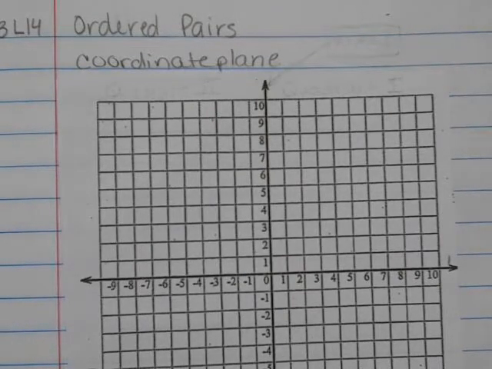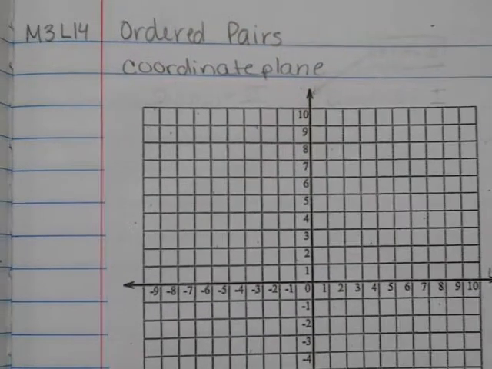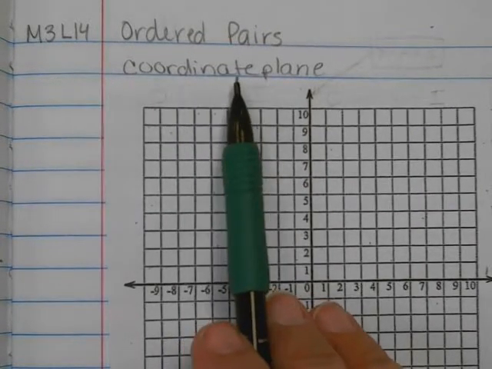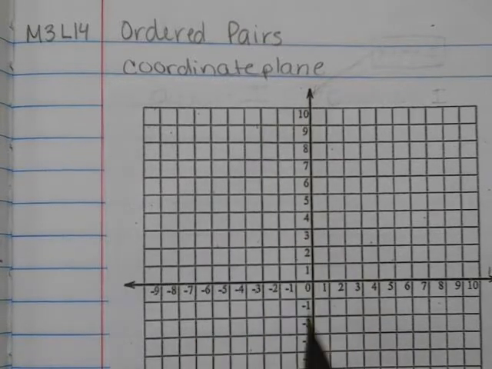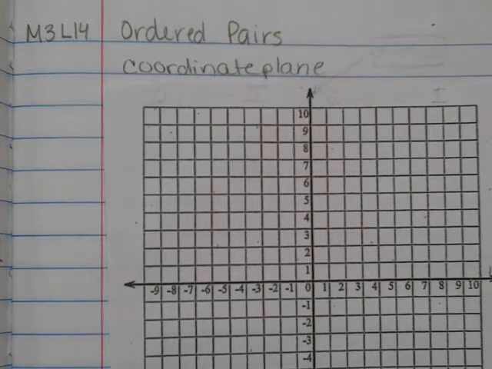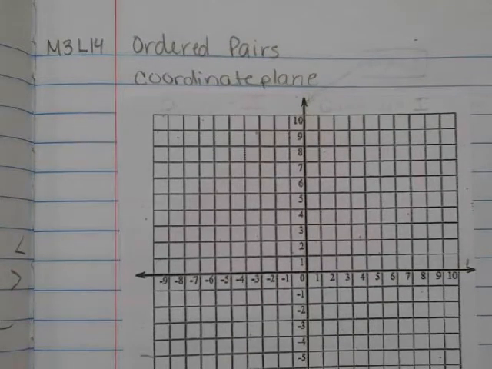Today we're going to be doing Module 3, Lesson 14, Ordered Pairs. I also have it noted as coordinate plane. You are going to learn some more details about the coordinate plane. Some of you may have had some experiences in earlier grades with the coordinate plane, and we will talk more about that later.